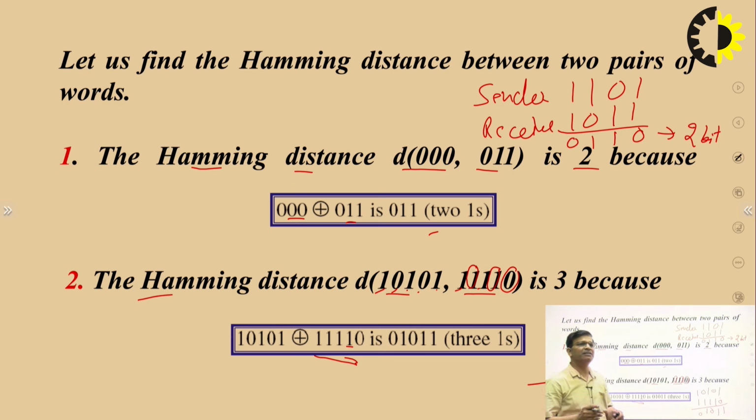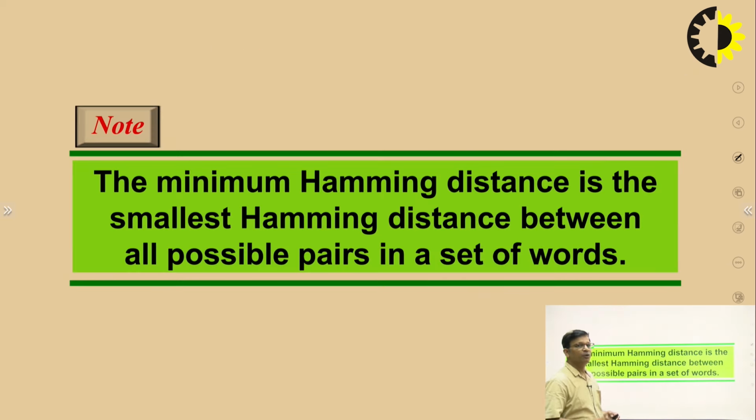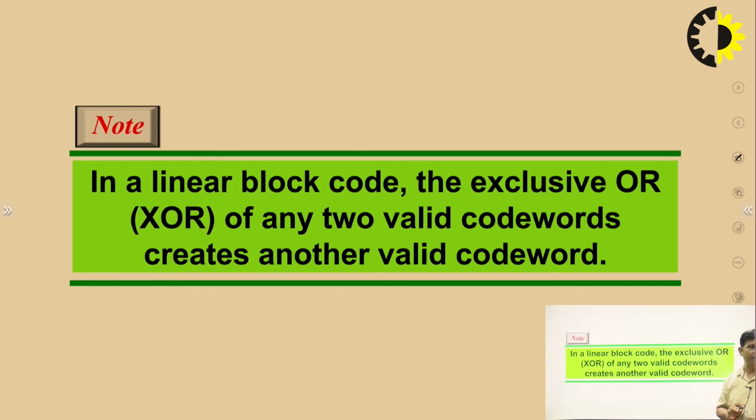So the Hamming distance is a very simple formula. How many bits have been changed during the data communication? It will change 0 to 1 or 1 to 0, so just count how many bits are changed. This is the Hamming distance. The minimum Hamming distance is the smallest Hamming distance between all pairs in a set of words.